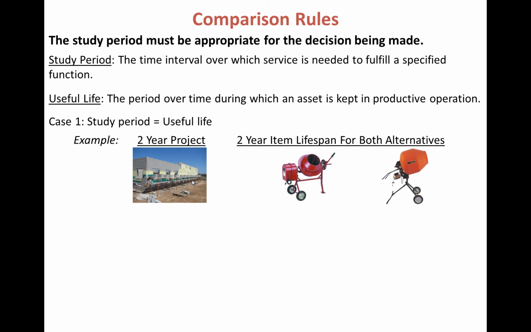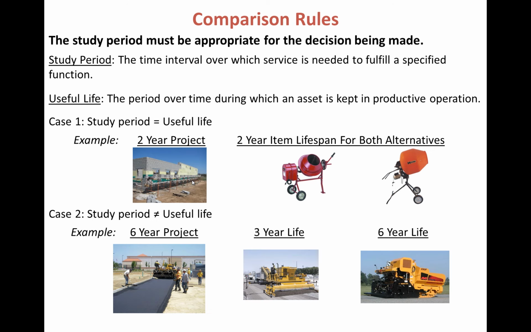And that's why we also need tools to help us understand the case where the study period does not equal the useful life. In other words, let's say we have a project, in this case a paving project, that we expect is going to last 6 years. That may be paving a series of developments in a residential area over the next 6 years.